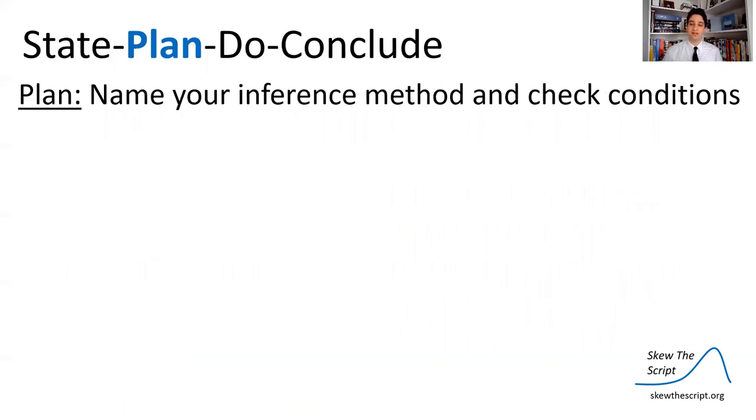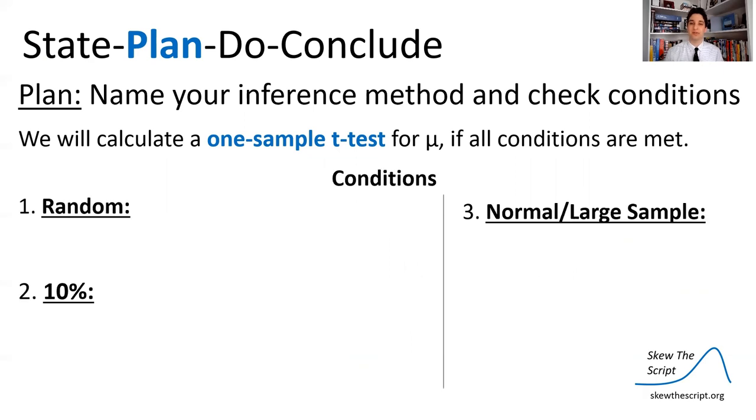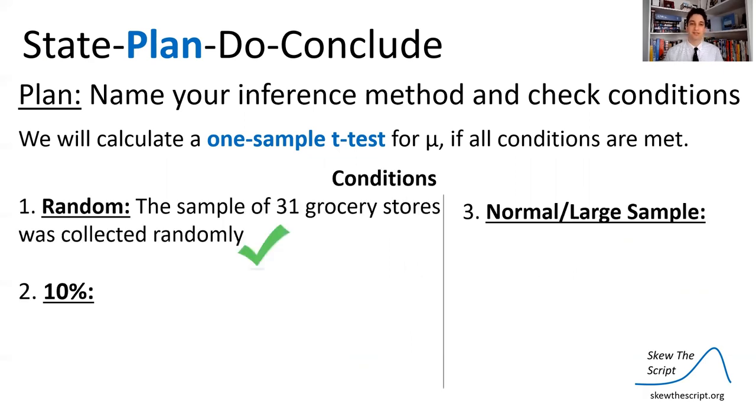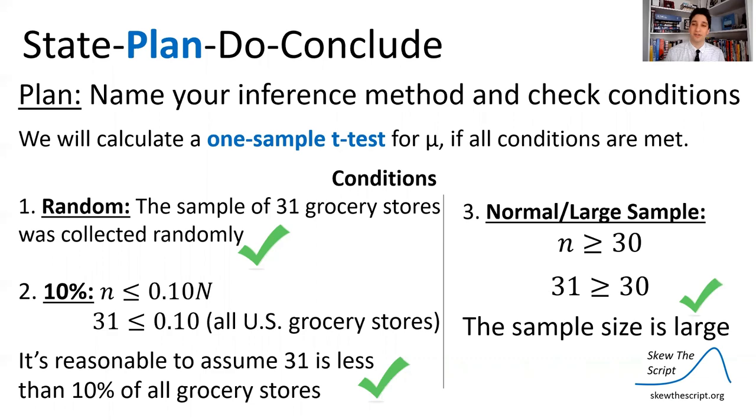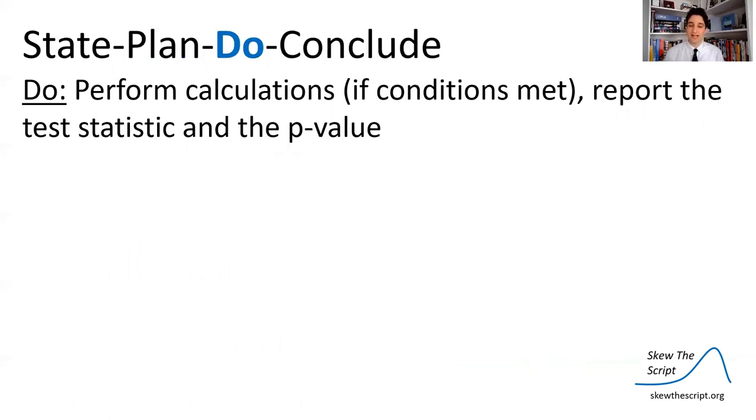We're going to name the inference method and check conditions. We're going to do a one sample t-test for mu if all conditions are met. We're going to check these conditions. And recall, we have to check conditions to make sure our sampling distribution, which is undergirding all of this, is valid. Random: the sample of 31 grocery stores are collected randomly, so we have unbiased estimates. 10% condition: our sample size has to be less than 1/10 of the population size. I'm pretty sure that 31 is less than 10% of all US grocery stores, definitely more than 310 grocery stores in the US. And the sample size has to be greater than or equal to 30 for our normality condition to be valid. 31 is greater than or equal to 30, so our sample size is large enough. We're good to go.